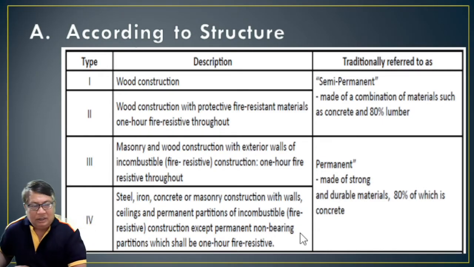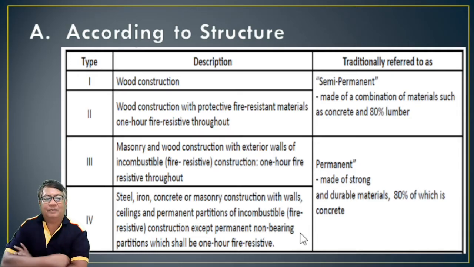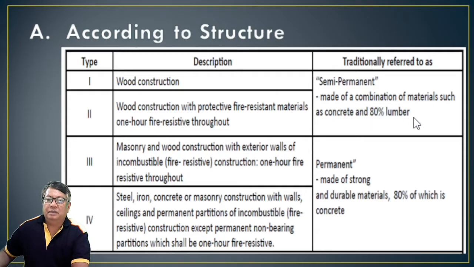Meaning to say, the standard is one hour resistance against fire for these buildings. Traditionally, types 1 and 2 are referred to as semi-permanent, made of a combination of materials with concrete and 80% lumber. Types 3 and 4 are permanent, made of strong and durable materials, 80% of which is concrete. Newly constructed buildings might be of type 3 or type 4, either of these two types.